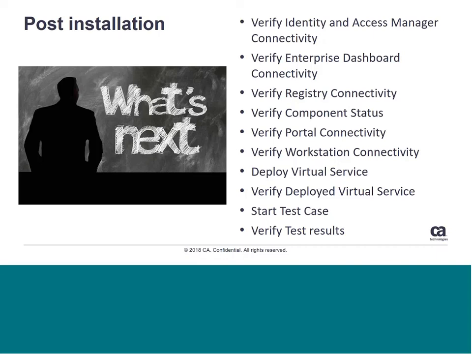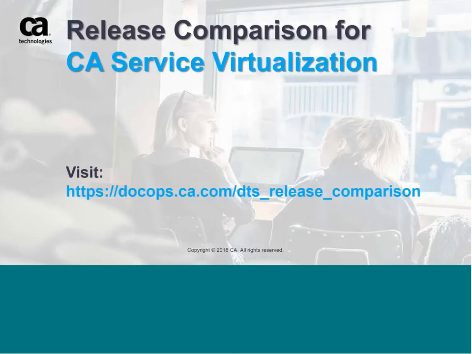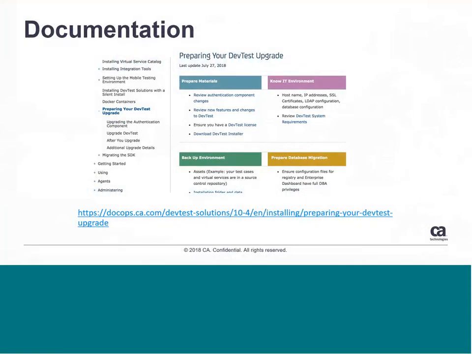Talking about resources, one of the things that is not very well known, and that I'd like to point out here, is release comparison. If you go to docops.ca.com and look for the release comparison, every release of a product has one, which tells you about the features that existed in the past and in what release they were added. So anytime you need to find out when OpenAPI 3.0 was added, you can go to the release comparison and find that information.